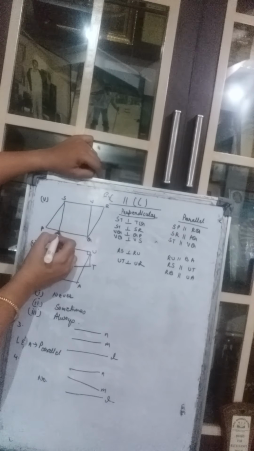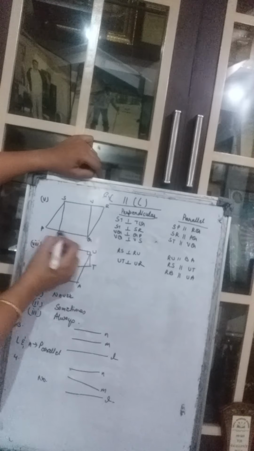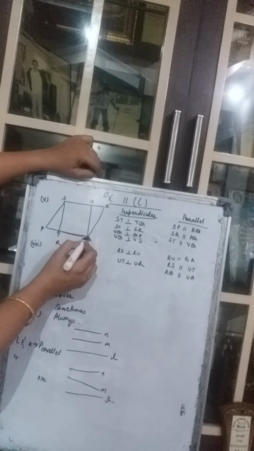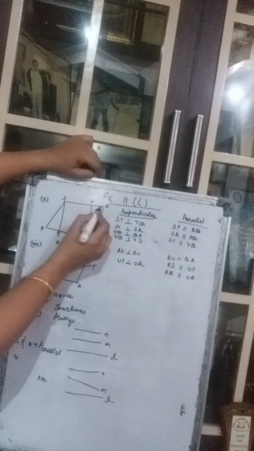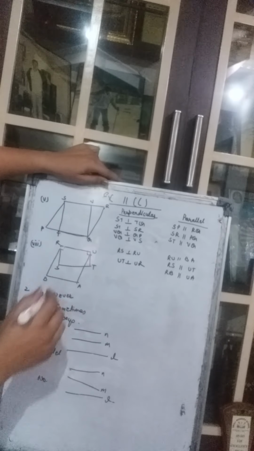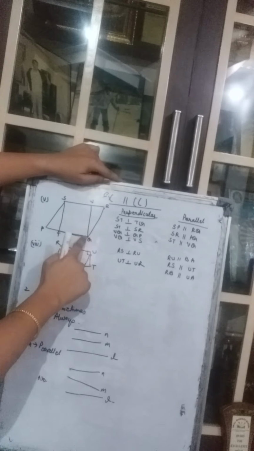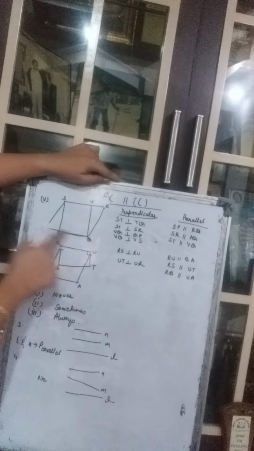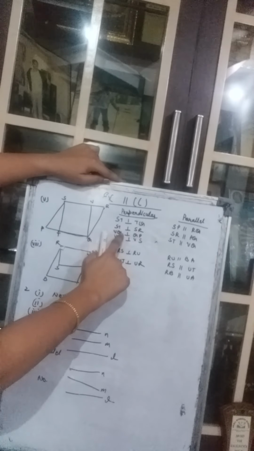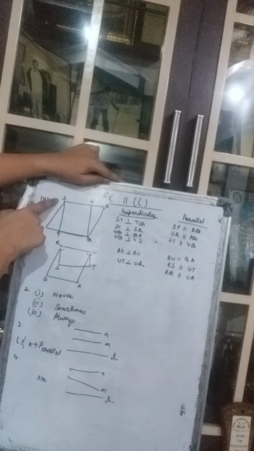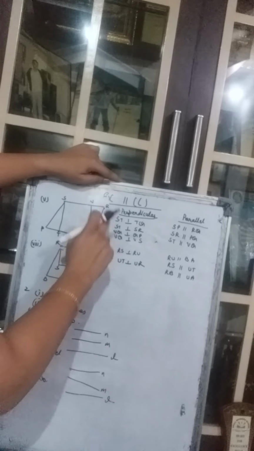So, which are the perpendicular lines? This ST is perpendicular to this TQ, isn't it? This ST is perpendicular to TQ and this ST is perpendicular to SR also. So we have written both the things. Okay. So now this VQ. VQ is perpendicular to this QP or QT, whatever you want to write. QP also you can write. So VQ is perpendicular to QP and this VQ is perpendicular to VS also. Right? Got it? So these are the perpendicular lines.